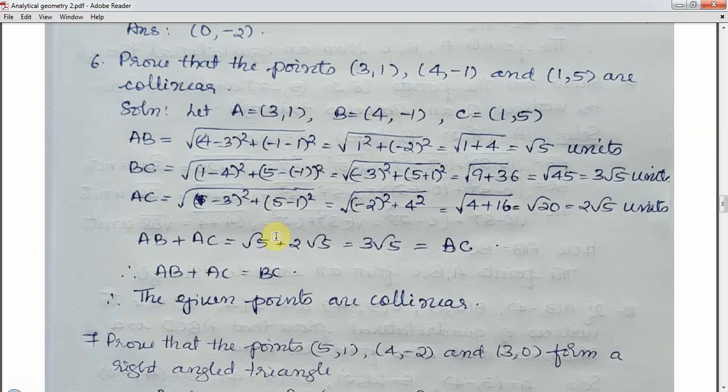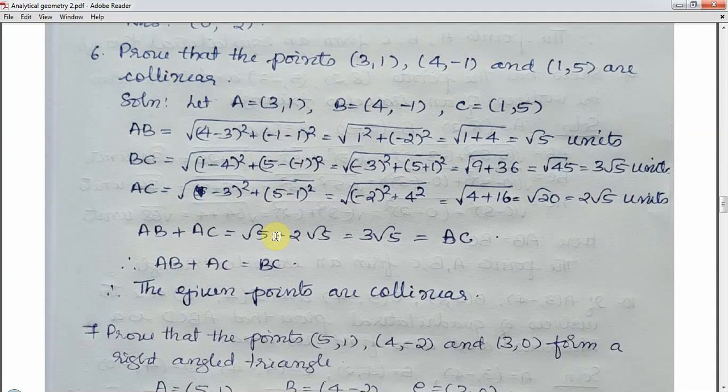Now, the second round of applications. I have 3 points given to me. Prove that the points 3, 1, 4, minus 1 and 1, 5 are collinear. And what did we do when we have to show that it is collinear? We'll name them as A, B, C.